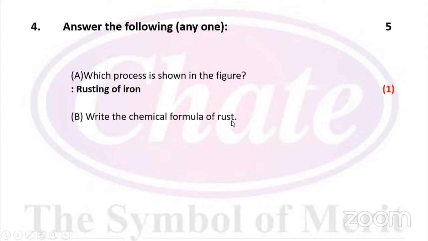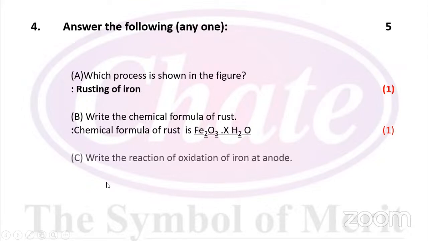Then write the chemical formula of the rust. So this is the general chemical formula for the rust, that is Fe2O3.xH2O. Also remember, instead of x, if you write n, that is also fine, because it is just the number of water molecules present in that rust molecule. Okay, so don't worry about that. Then go for the next question.